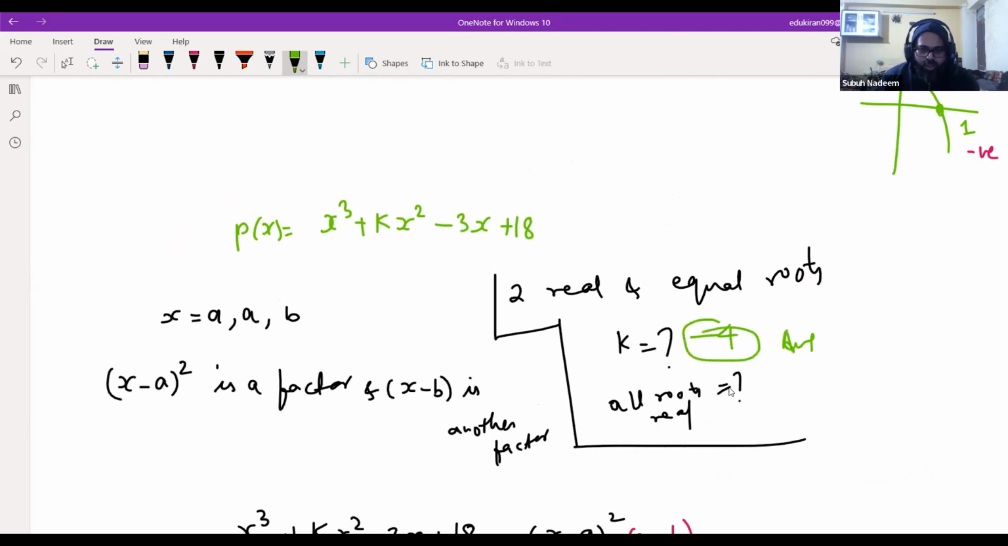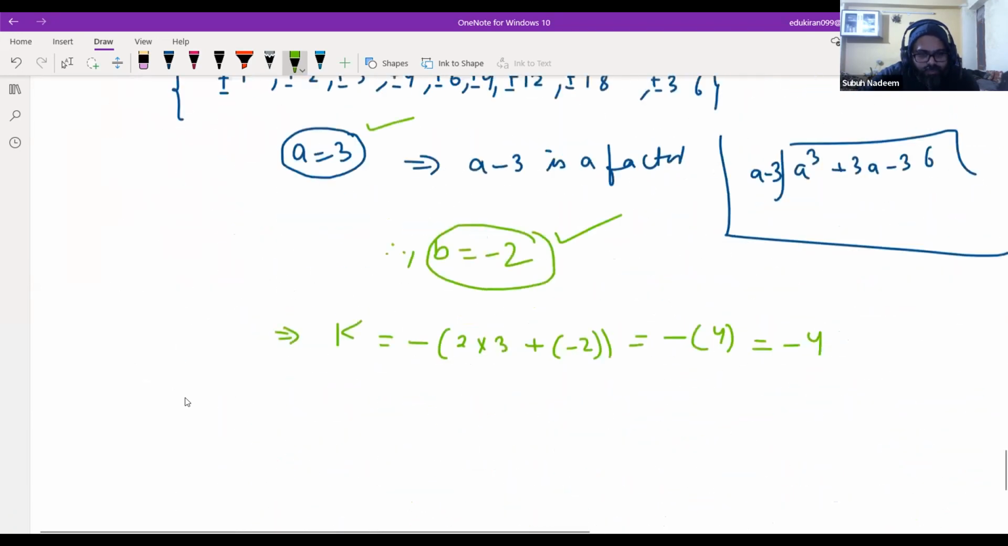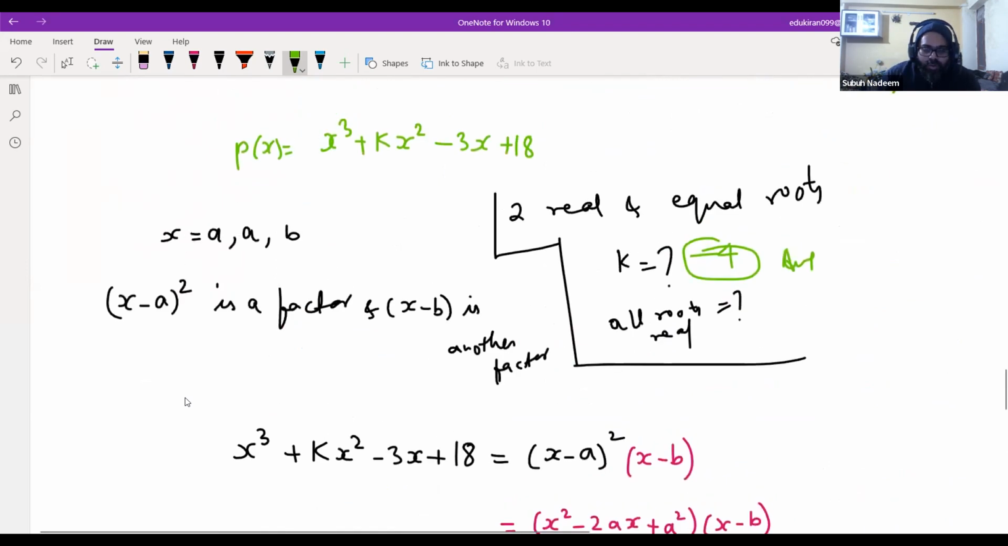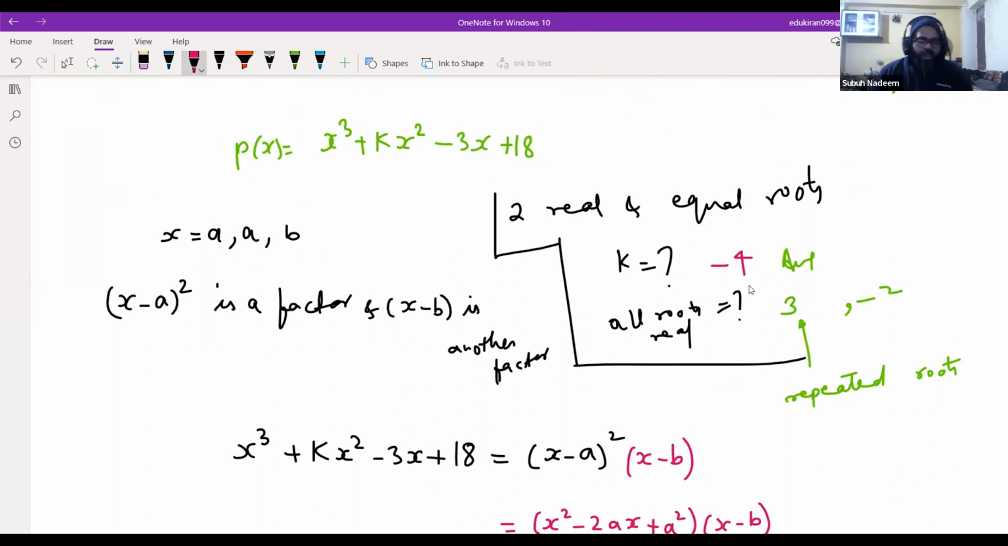And all the real roots: we got a as 3 and b as minus 2. So one root is 3, another is minus 2. This is the repeated root. This is coming 2 times, and that is 1 root minus 2. So this is minus 4 actually. Have you understood?